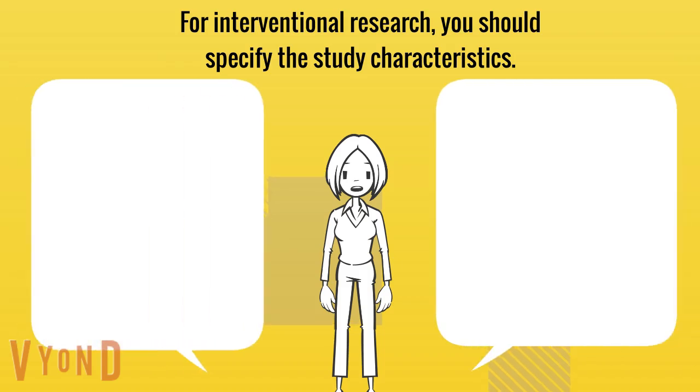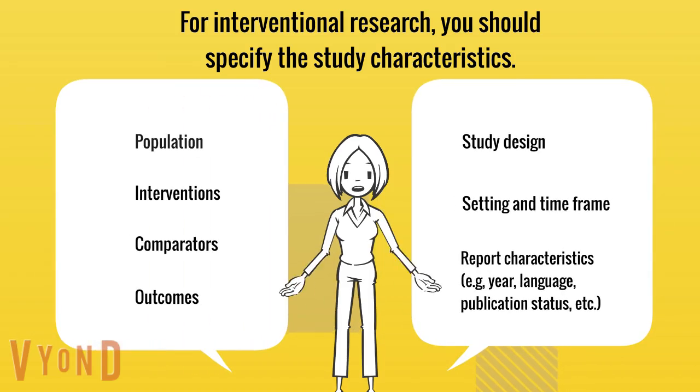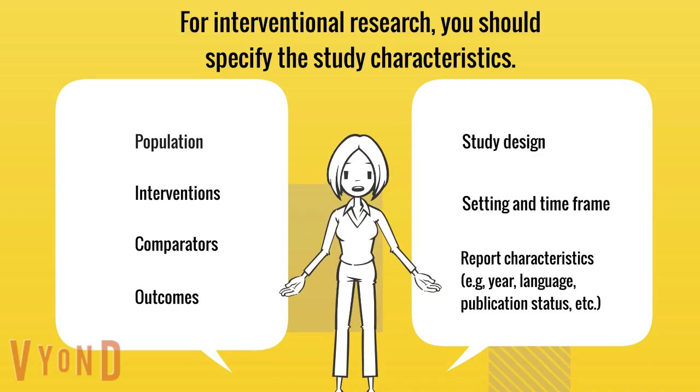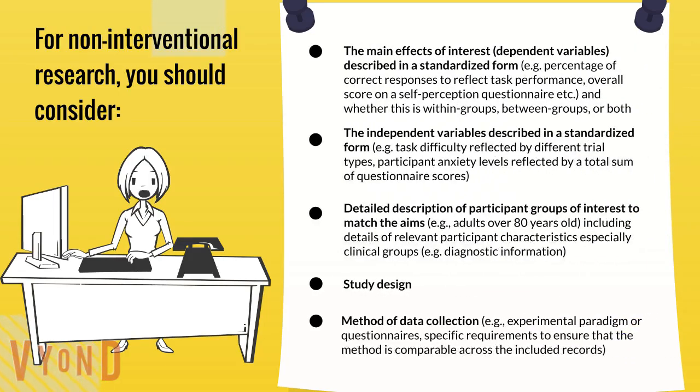If your research is interventional, you should specify the study characteristics such as population, interventions, comparators, outcomes, study design, setting and time frame, and report characteristics such as years considered, language, publication status. If your research is non-interventional, you should consider the main effects of dependent variables and independent variables described in a standardized form, detailed description of participant groups of interest, study design, and data collection method.